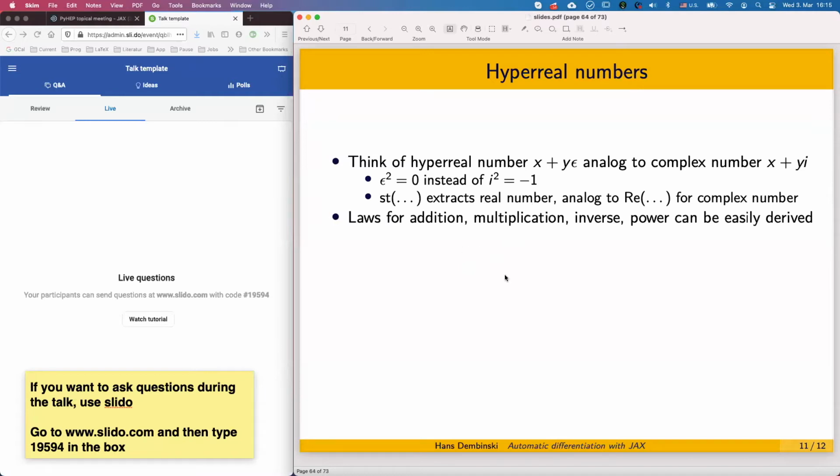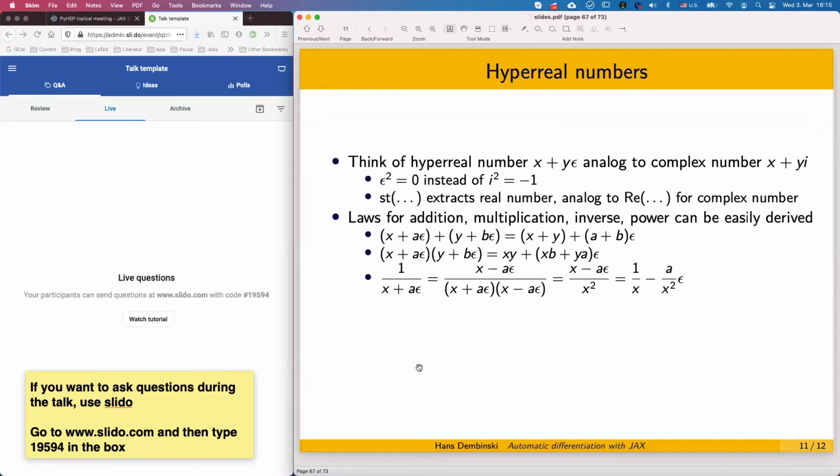It's actually very easy now, based on this rule alone, to derive laws for addition, multiplication, inverse, and power. This is how addition looks. I think it's straightforward. Multiplication, you basically calculate it all out and then throw out the epsilon squared. Then you get this on the right-hand side. That also directly follows from the principles. And when you have a division, then you do what you also do for complex numbers. You have to expand the numerator and denominator, and then you get the result.